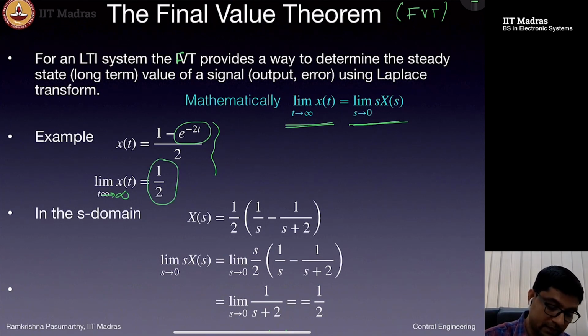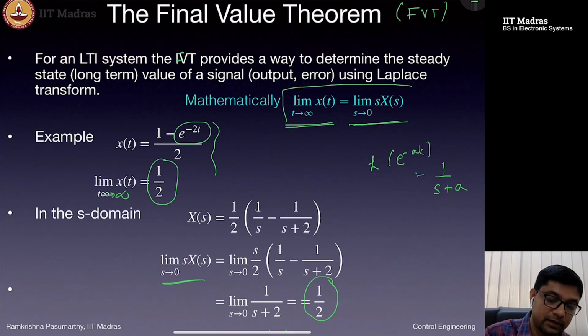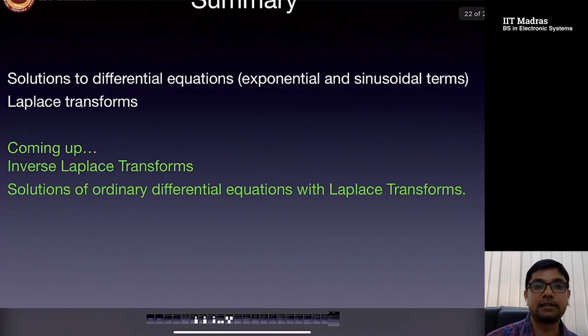In the S domain, I again compute the Laplace transforms of each of these, using the same linearity property. And now the Laplace transform of e power minus a t was 1 over s plus a. So I have 1 over s minus 1 over s plus 2. I just do this little computation, and I end up at the same value of 1 over 2. And we will see very quickly how these are much nicer to compute than going to the time domain and so on. Okay, so we'll conclude this lecture here.